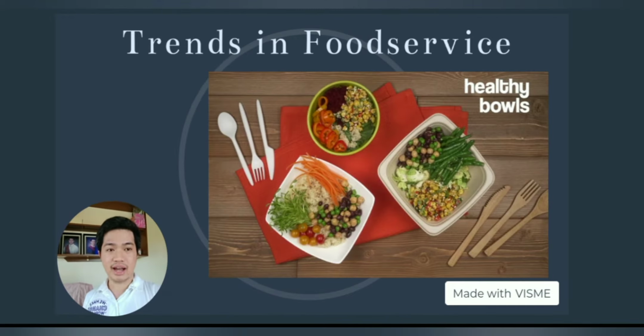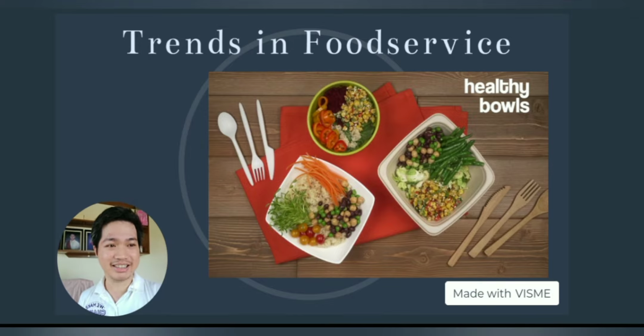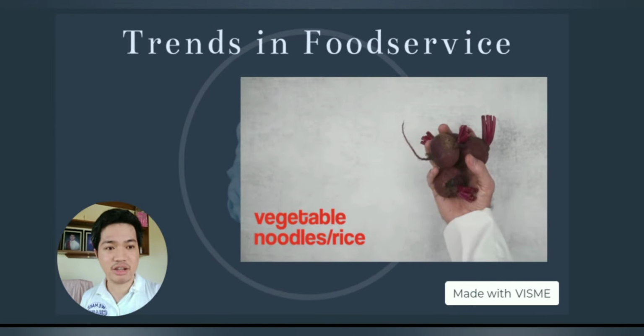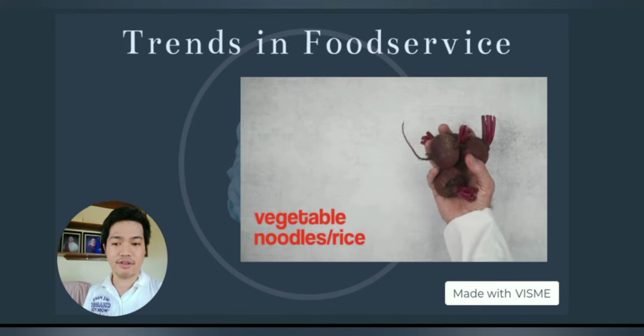This is what our healthy bowl looks like. You can see whole grains there. What else? Vegetables, anything that can be put in healthy bowls. Next is vegetable noodles and rice. What they do here is make vegetables their staple food, like cauliflower, which they turn into cauli rice. Okay?